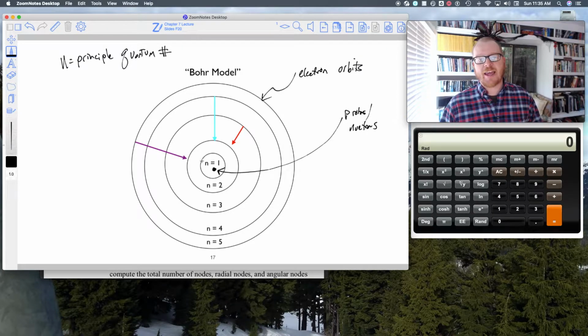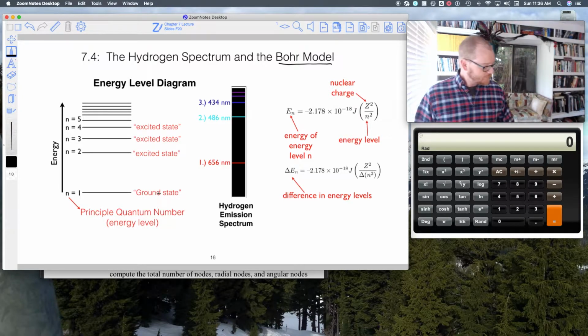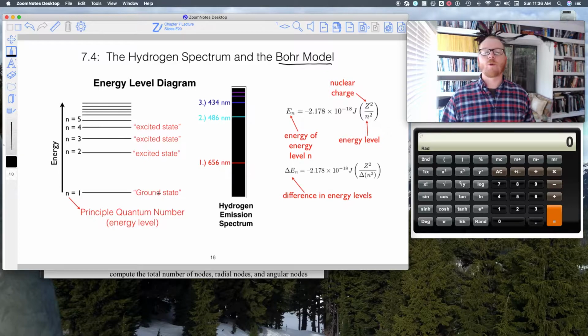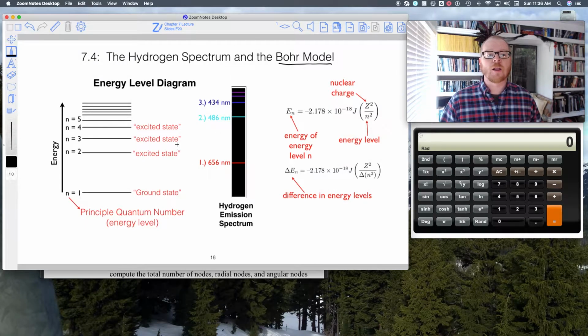For example, N equals 1 is the closest orbit to the nucleus, so we call that the ground state. N equals 1 is the ground state. That's where we expect electrons to exist at room temperature. Under normal conditions, electrons will be in this ground state. Now look, we've got this N equals 2 level right here, or N equals 3 or 4 or 5, 6, 7, 8, 9, 10. They're whole number integers. Those are what we call excited states.